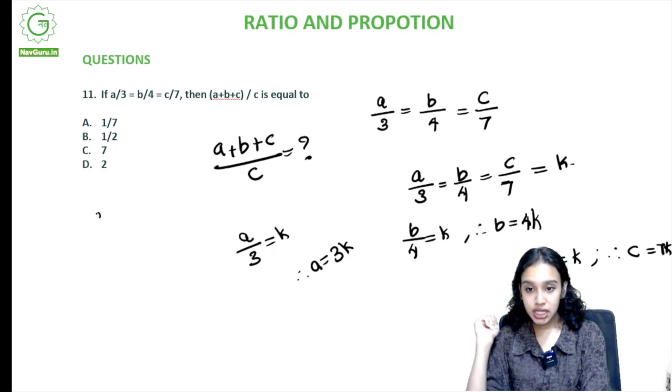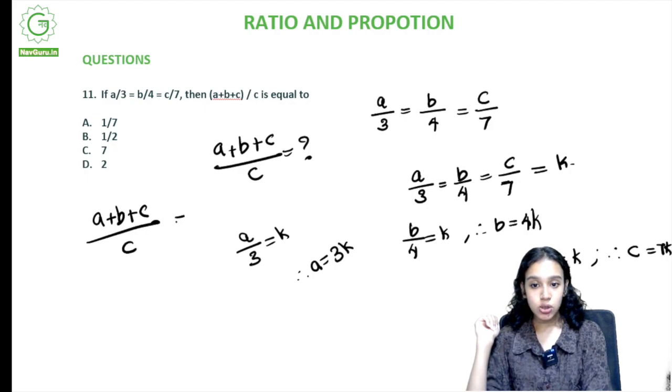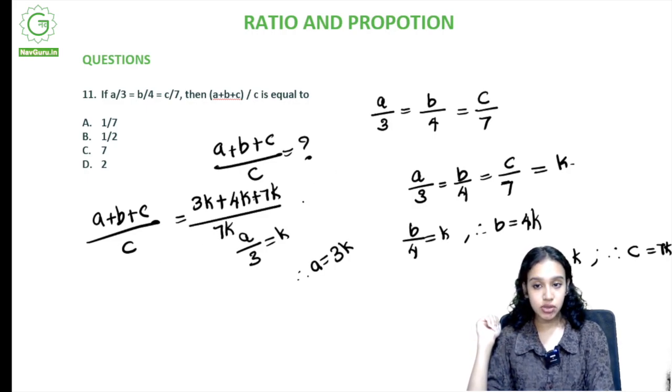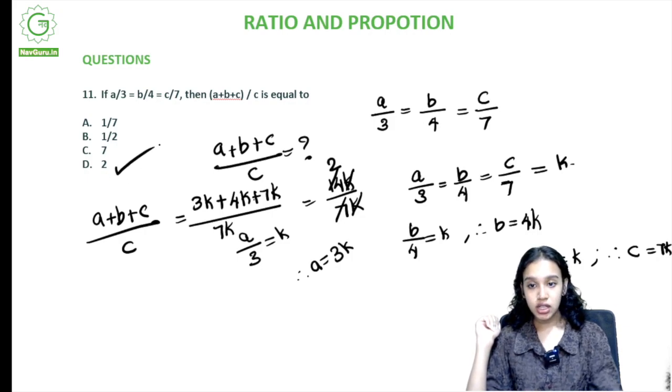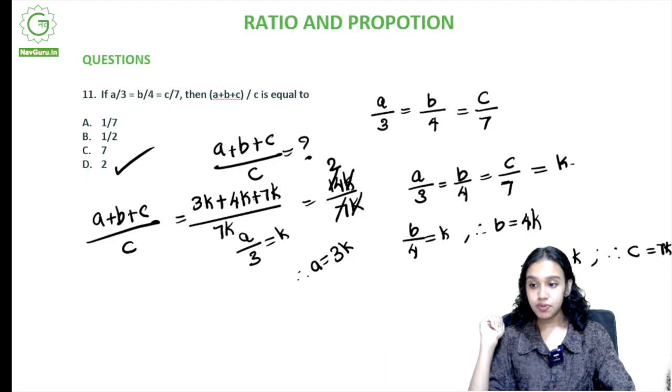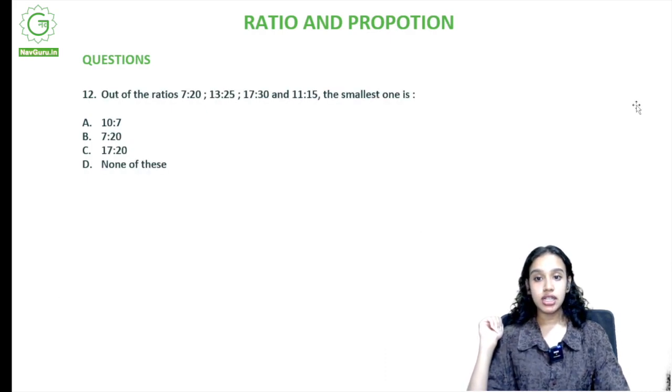Now let's compute A plus B plus C by C. So A is 3K plus B is 4K plus C is 7K, by C which is 7K again. So 7 plus 3 is 10, 10 plus 4 is 14. We have 14K divided by 7K. We could cancel out the K's, then 7 and 14 cancel out to 2. So we got the answer as 2. Now moving on to the next question.